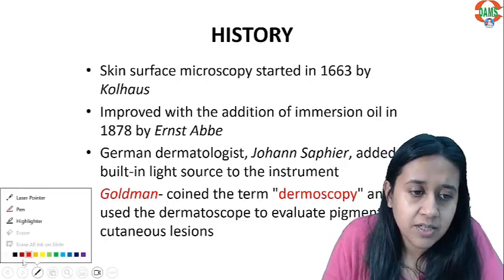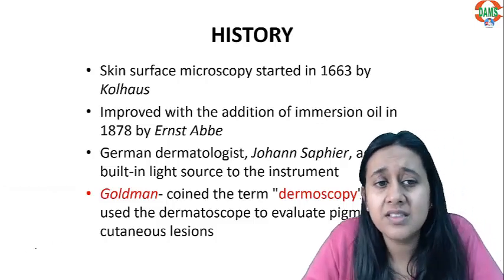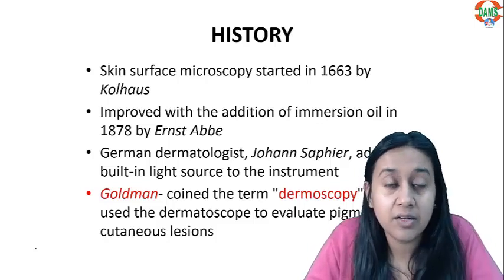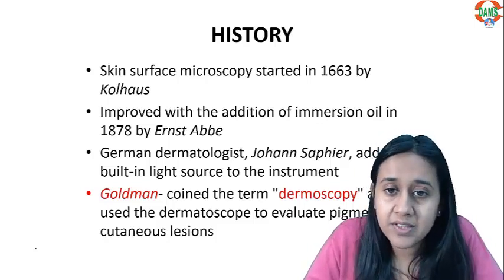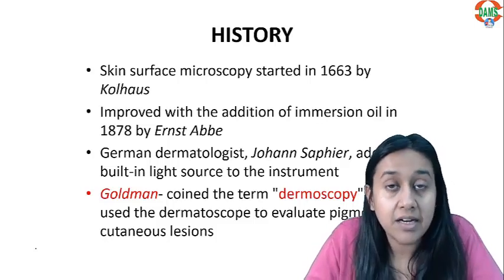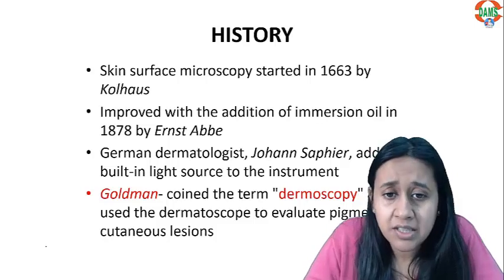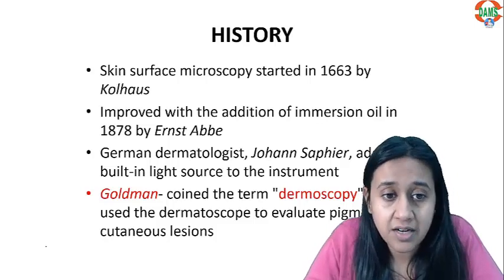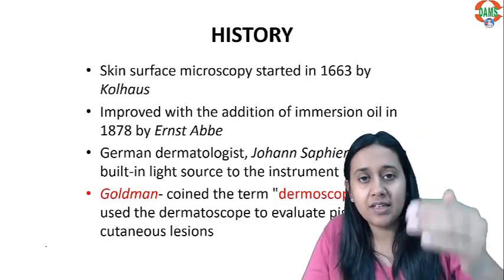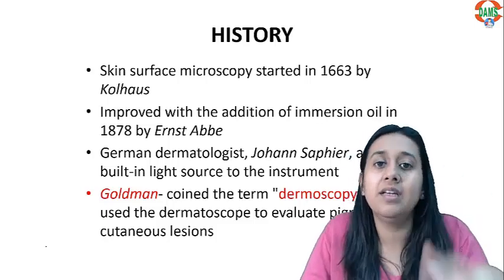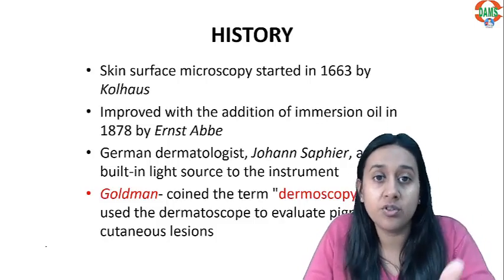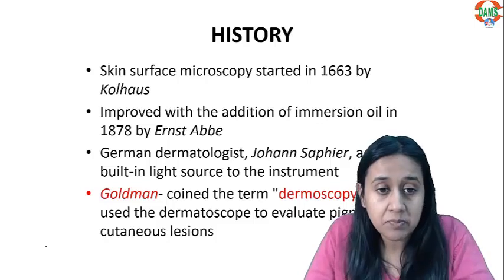Now, first of all, a little bit about history. This is a skin surface microscopy which was started in 1663 by Kohlhaas. It was improved with the addition of immersion oil in 1878 by Ernst Abbe. A German dermatologist, Johann Sephier, added a built-in light source to this instrument. So if you notice, year by year we are progressing in the equipment, we are making it more and more sophisticated and more useful.